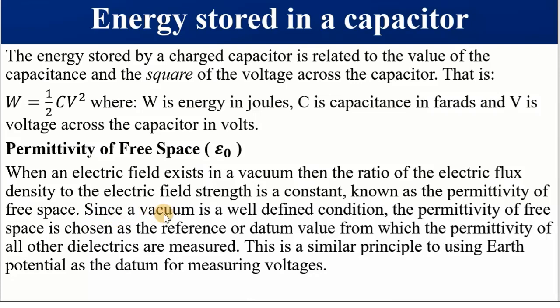Since a vacuum is a well-defined condition, the permittivity of free space is normally used as a reference or datum value. That is, we compare it with the permittivity of all other dielectrics. This is a similar measure to using the earth potential as the datum for measuring voltage. Normally, in electronics or even in electrical engineering technology, earth is the reference value. You measure the voltage at a point with respect to the ground, which is also known as the earth. Hence, permittivity of free space is used as a reference when we are measuring the permittivity of all other dielectrics.